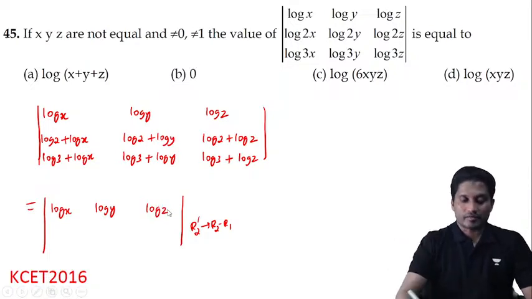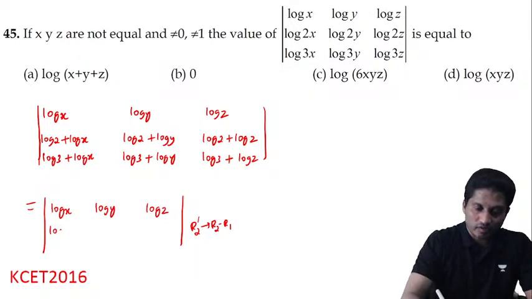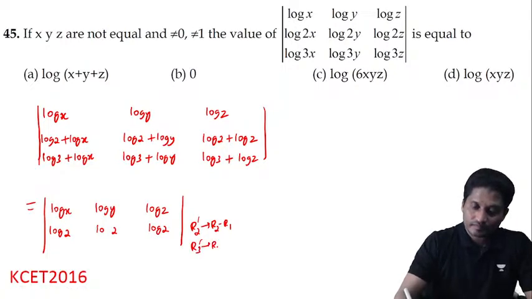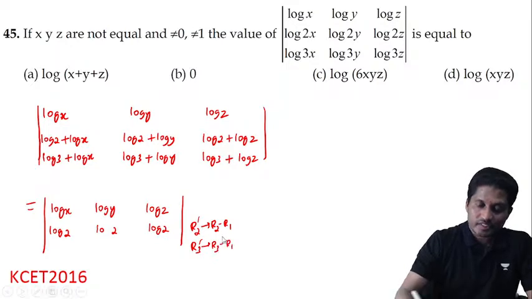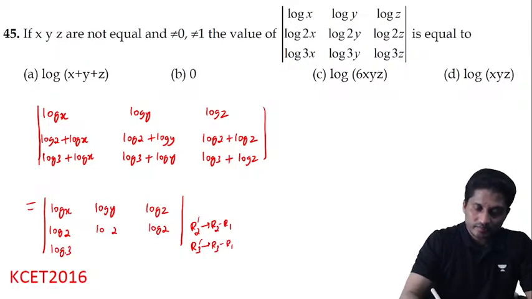R2 minus R1: log x will cancel, you get log 2. Again, this is log 2 and log 2, because log z will get cancelled. Change R3 to R3 minus R1. This is log 3, again log 3, and this is log 3.